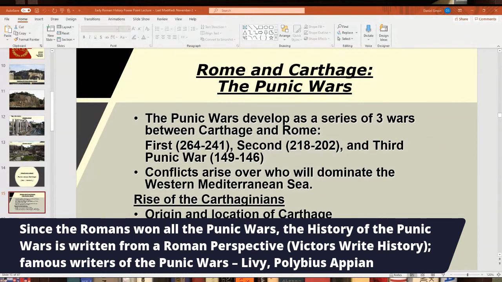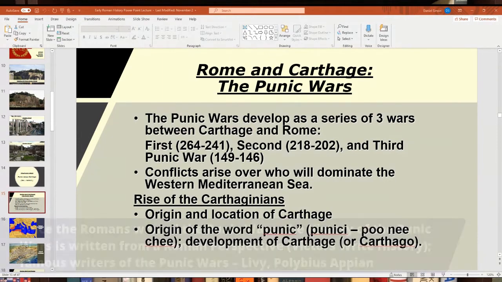Those are considered to be the three most famous writers who write about the Punic Wars: Livy, Polybius, and another guy named Appian, who was also well known.